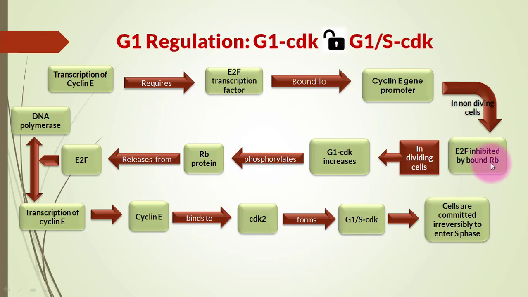This protein is called the RB protein, or retinoblastoma protein. So the inhibition of the E2F transcription factor, so that it does not carry out the transcription of cyclin E in a non-dividing cell, is done by the binding of RB protein, or retinoblastoma protein. So binding of an RB protein to a transcription factor which is already bound to a cyclin E gene promoter will prevent the transcription of the cyclin E gene. So it will prevent the production of cyclin E.